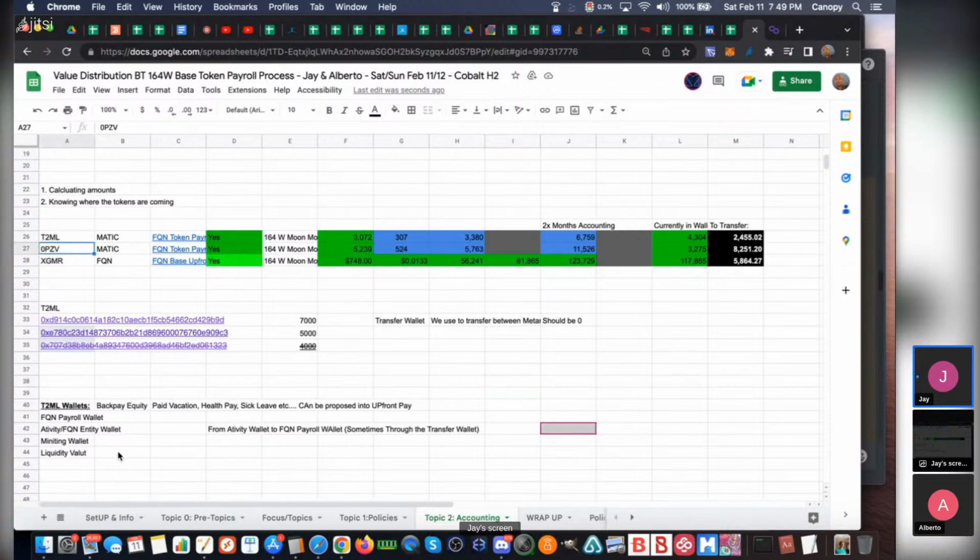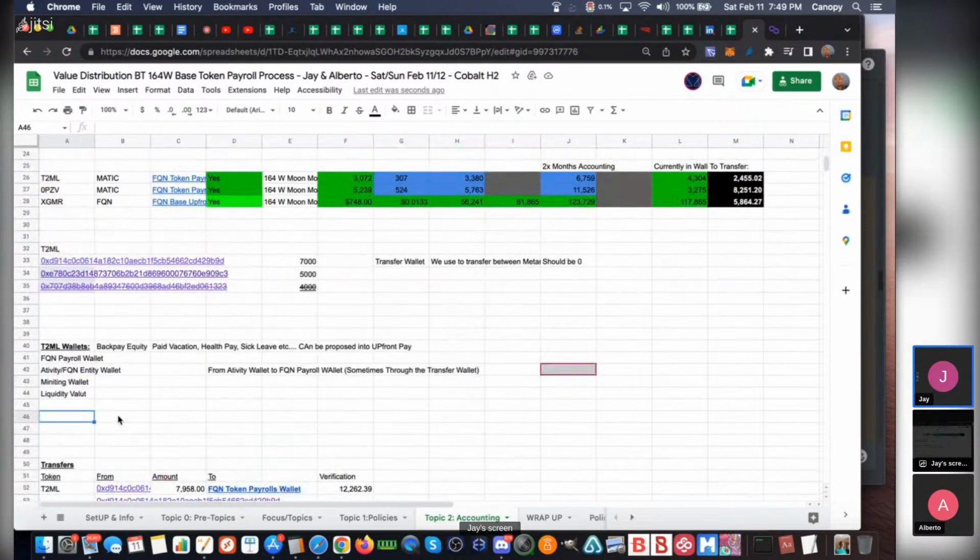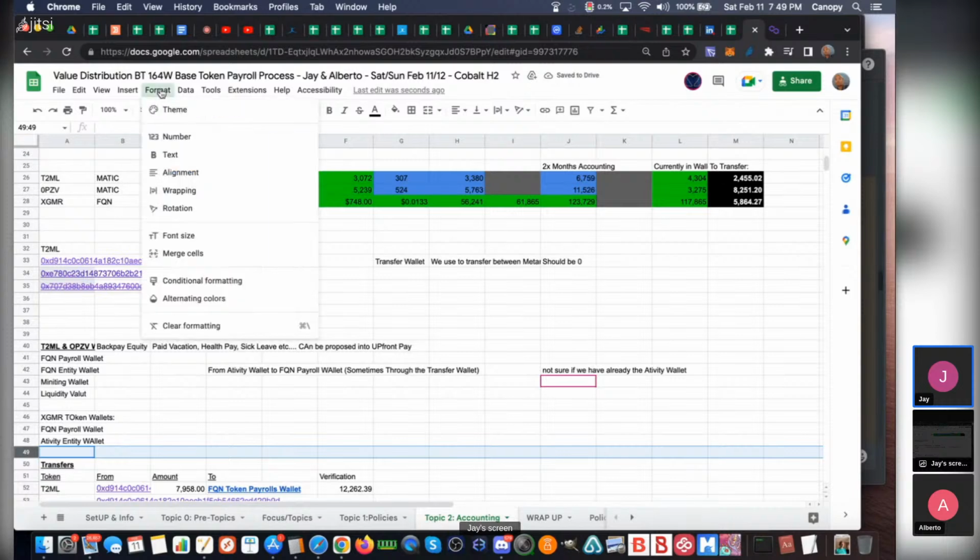T2ML and OPZV are a little different, and I think that these are basically the same, right? So no wait, actually I made a mistake. T2ML and OPZV would be the FQN entity wallet, right? And then specifically the XGMR token wallets would be the FQN payroll. And then this is where you have the activity entity wallet, right? And then you've got the minting.